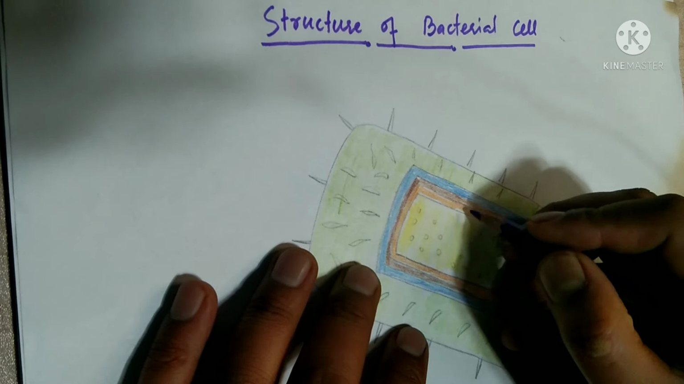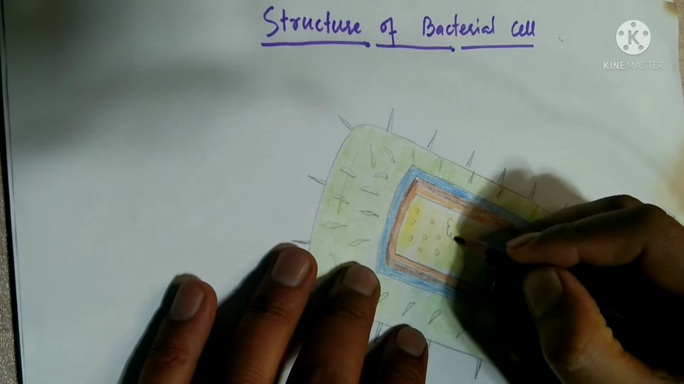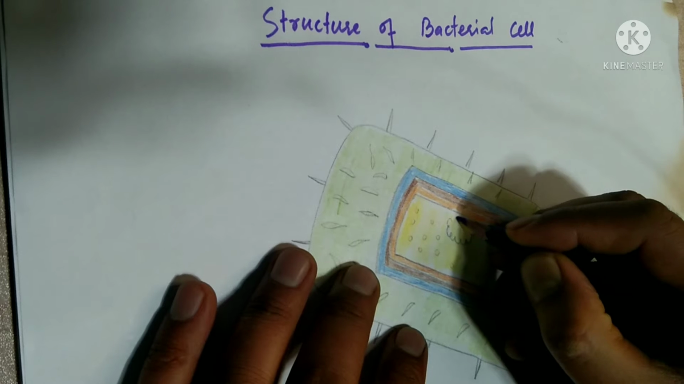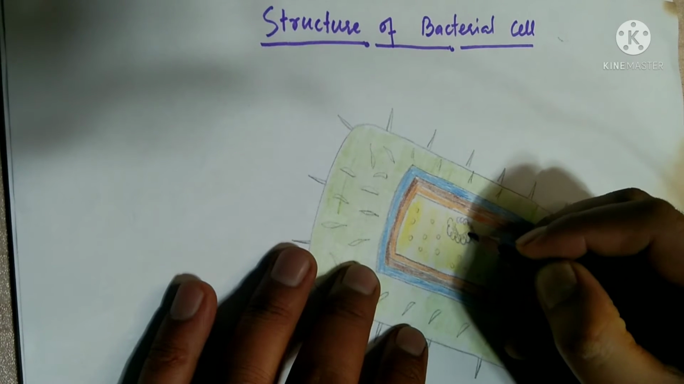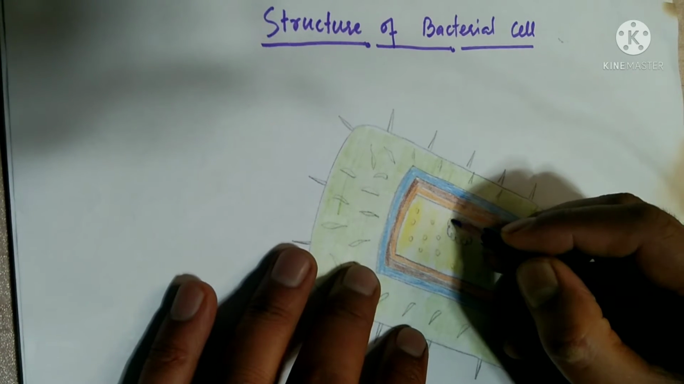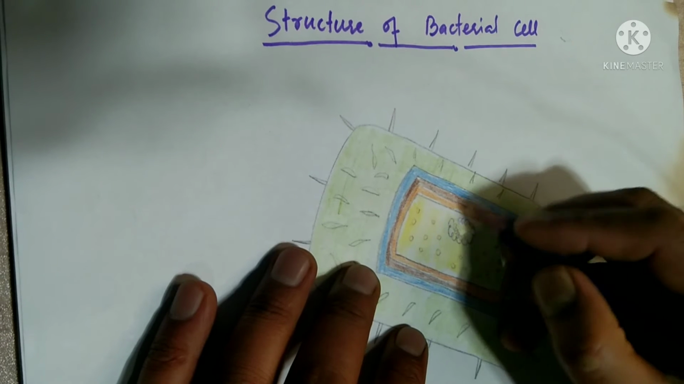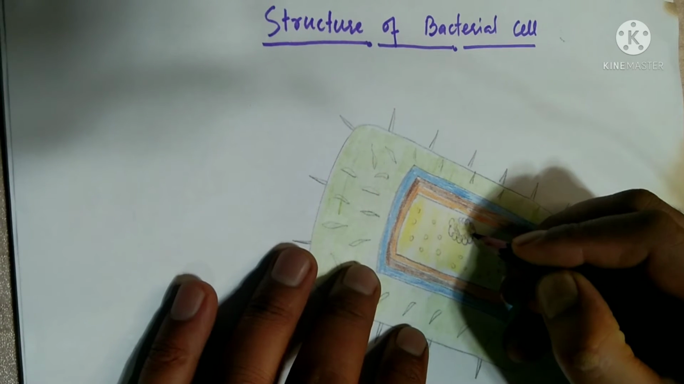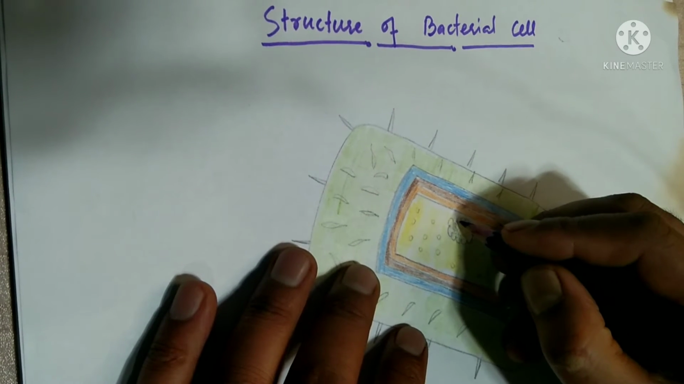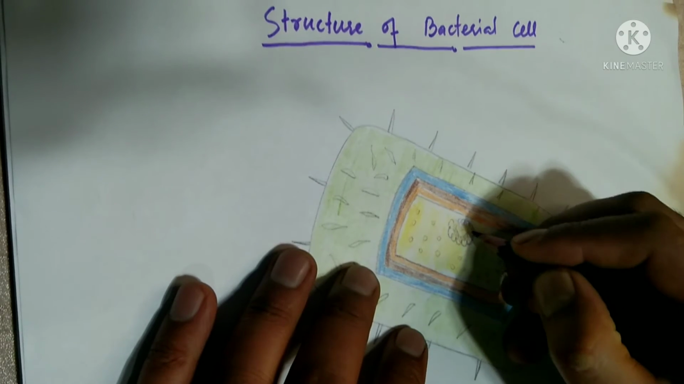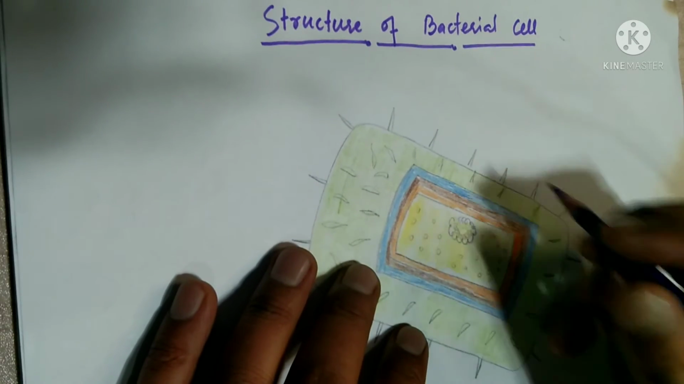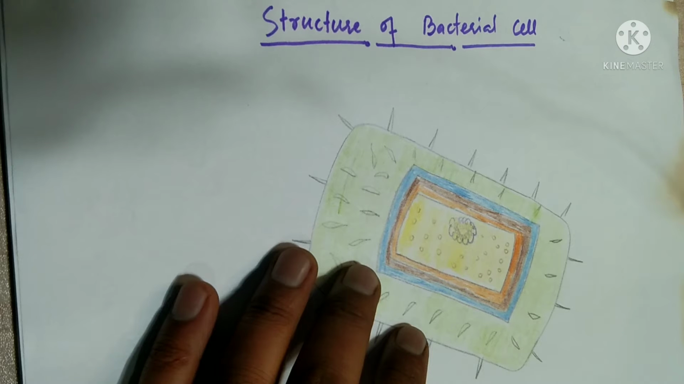inside cytoplasm there is a structure called the chromatin material, which is genomic material of the bacterial cell. It is double stranded and circular structure, but the genetic material in case of bacteria is naked, so it is called nucleoid.